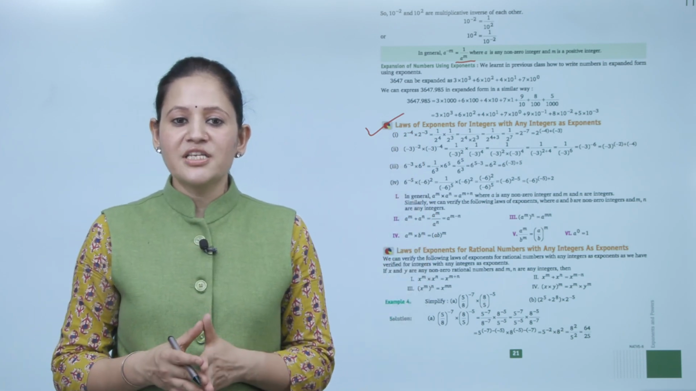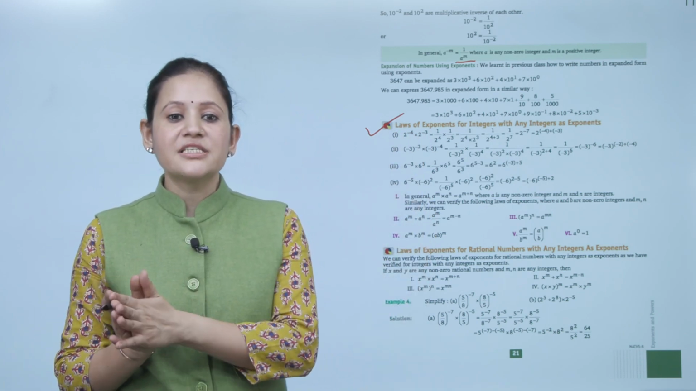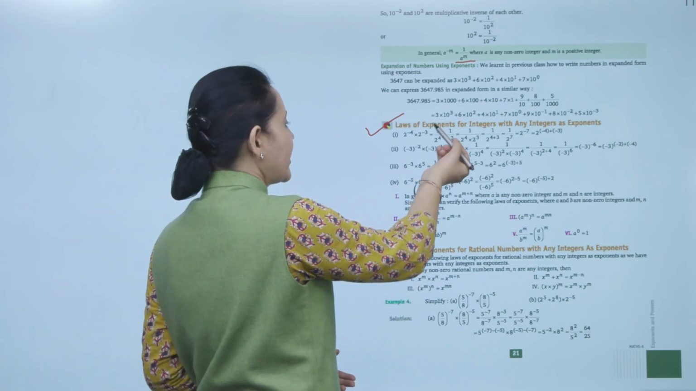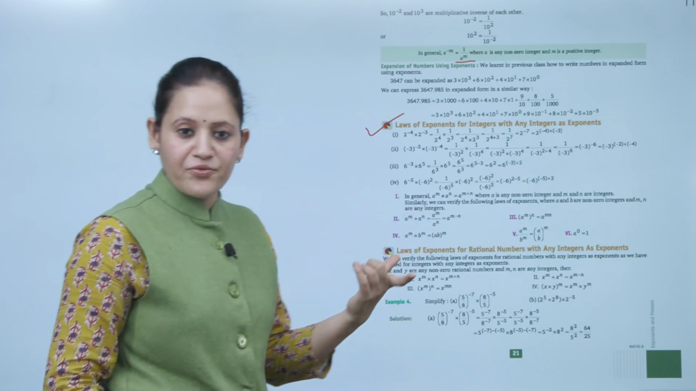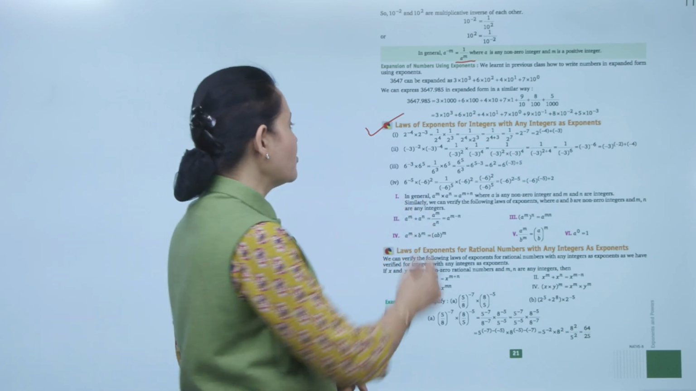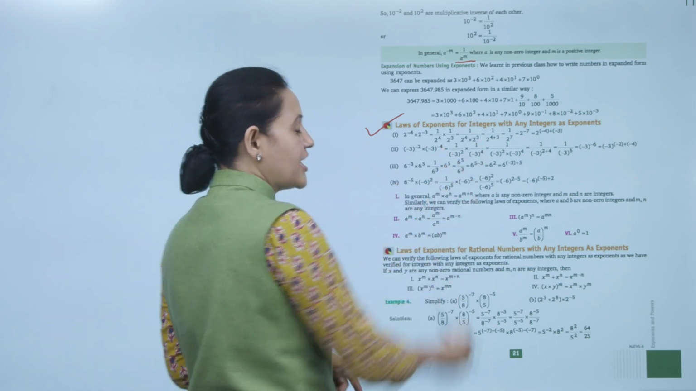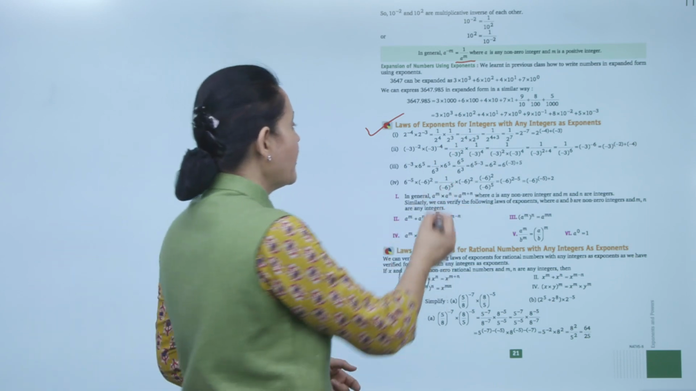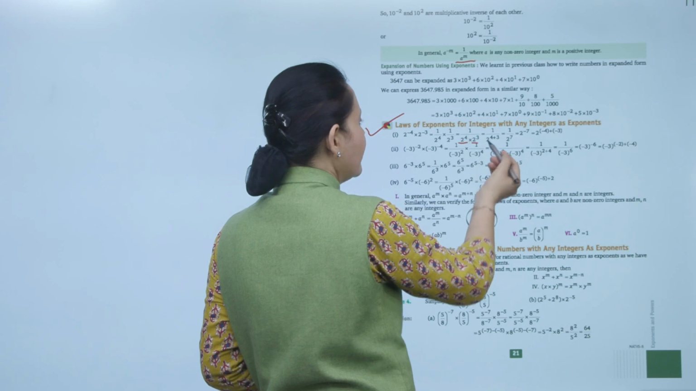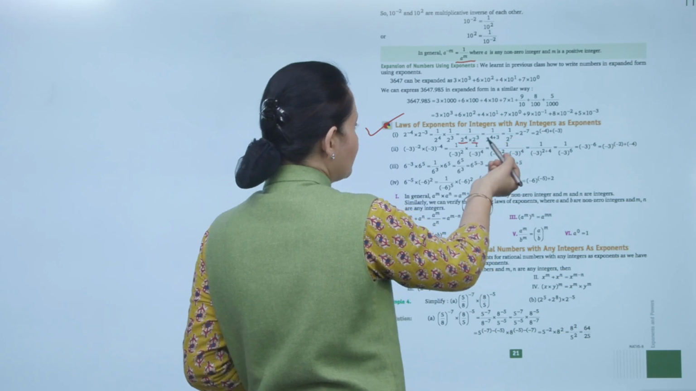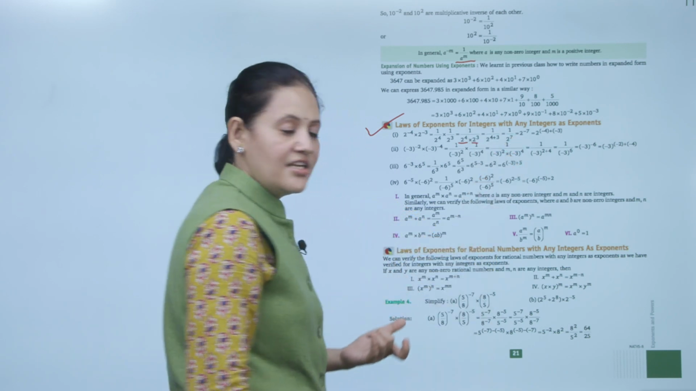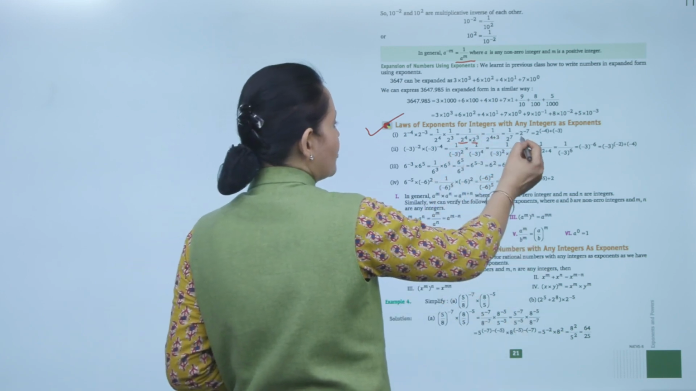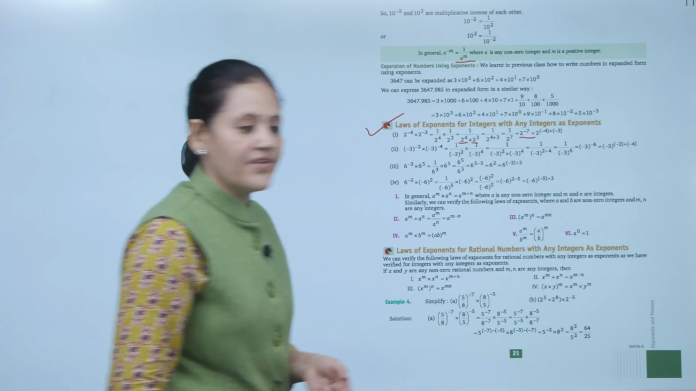2 to the power minus 4 multiplied by 2 to the power minus 3. So we can write it as positive powers. So we will write it as 1 upon 2 to the power 4 multiplied by 1 upon 2 to the power 3. Now we can write it as 1 upon 2 to the power 4 multiplied by 2 to the power 3. Base is same, so we'll add the powers. So we can write it as 1 upon 2 to the power 4 plus 3, that is 7. Again taking it up, what will it become? 2 to the power minus 7.